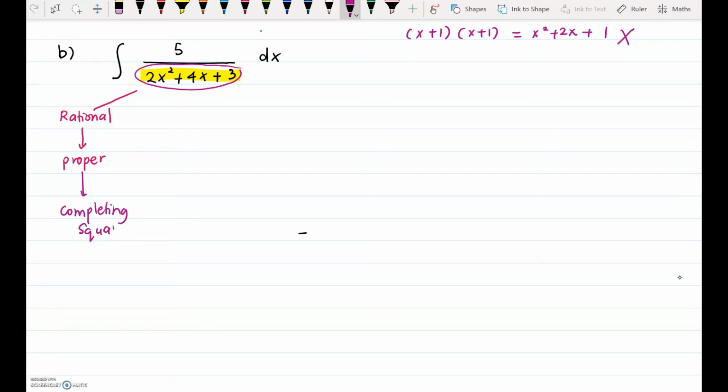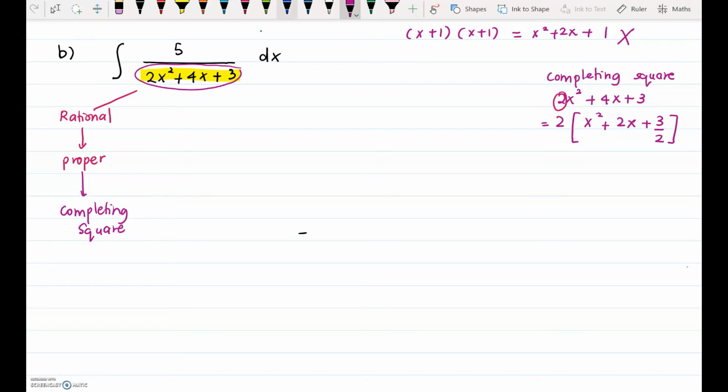Alright. Okay, now, the thing that you need to use for completing the square is just the denominator. So for the completing square, we have here 2x squared plus 4x plus 3. Since you have 2 in front there, we need to factorize. So when you factorize, you will get 2x squared plus 4 over 2, 2x plus 3 over 2.